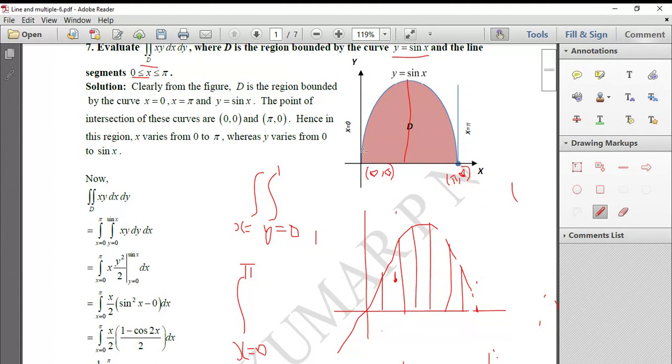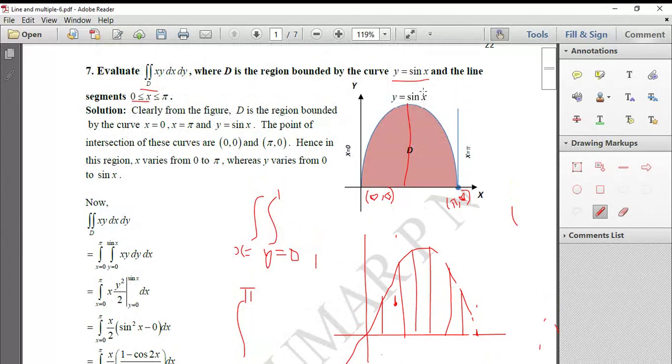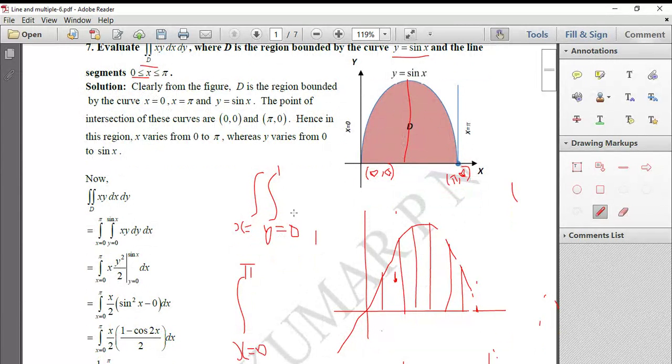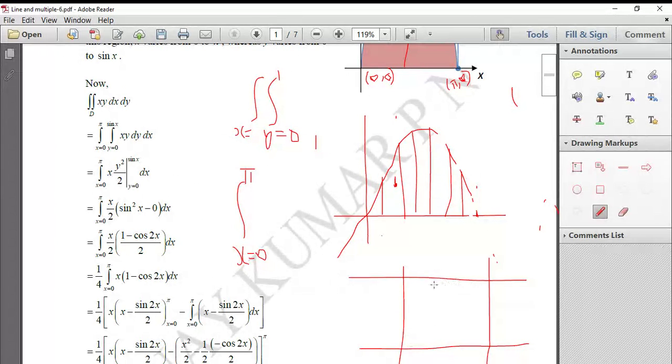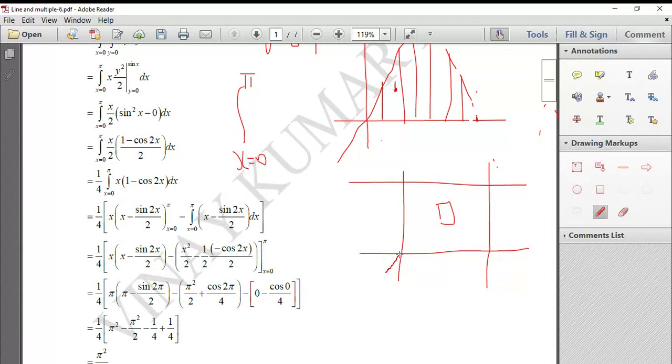See, this is y is equal to sin x. On this boundary, y will be equal to sin x. Below this, y will be less than sin x. Above this, y will be greater than sin x. Now, the question is whether we need to consider y from 0 to 1. If you consider y from 0 to 1, that becomes this graph. This is not our D. Our D is like x equal to 0, x equal to pi, and y varies from 0, y varies like this.